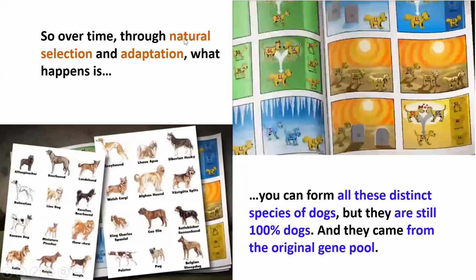Okay, so over time, through natural selection and adaptation, if they need to adapt to short hair because of the climate, then they will adapt. So what happens is you can form all these distinct species of dogs, but they are still 100% dogs. And they came from the original gene pool, right? So that is how we can have different species, but they are all the same kind of animal.